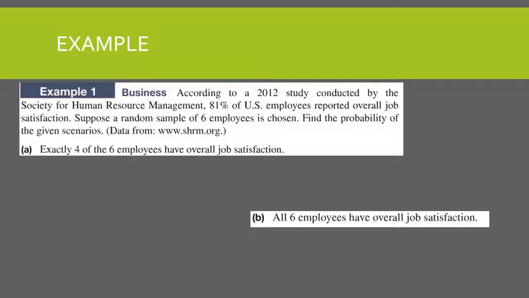Now let's look at A. Exactly 4 of the 6 employees have overall job satisfaction. In other words, you're doing this 6 times, n is 6. You want 4 successes. That's going to be your x. Pause the recording, use the formula, and then resume to check your answer. And then part B, all 6 have overall job satisfaction. You can go ahead and do that one too. Again, 6 trials, 6 successes. What's the probability? Pause the recording, use the formula, resume to check your answer.